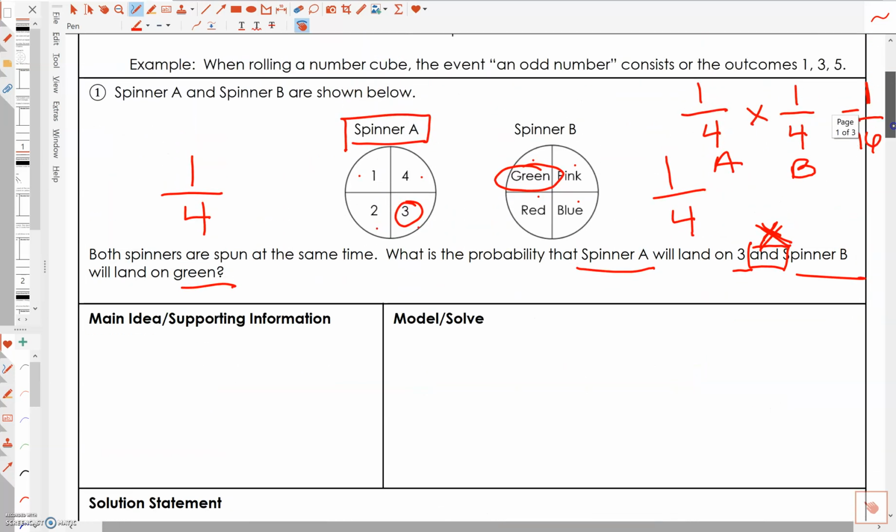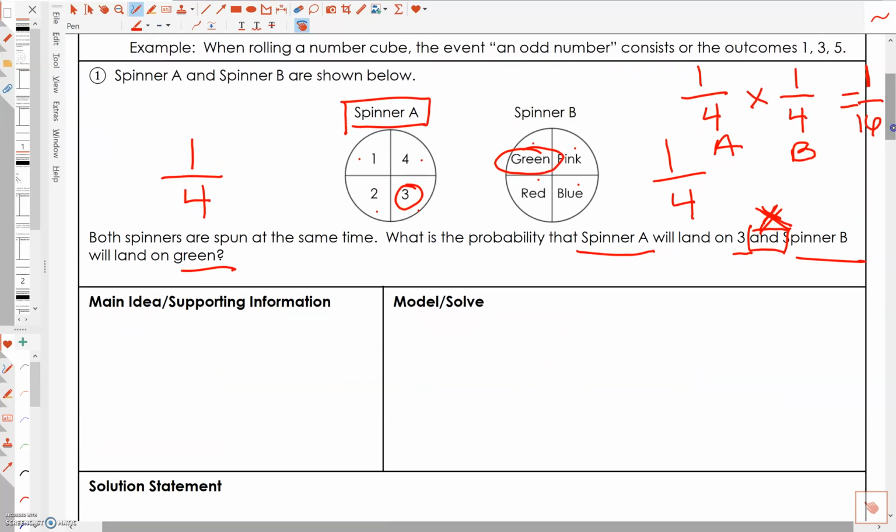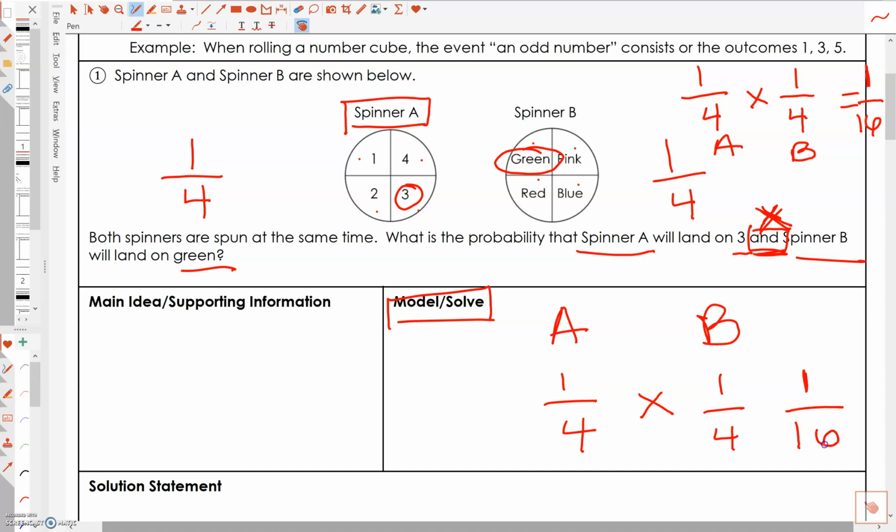So if you're looking here, model and solve, we know that if we multiply for spinner A, the probability of getting a 3 is 1 out of 4. For spinner B, the probability of getting a green is 1 out of 4. Your keyword right here is and. That means we're going to multiply. 1 times 1 is 1. 4 times 4 is 16.